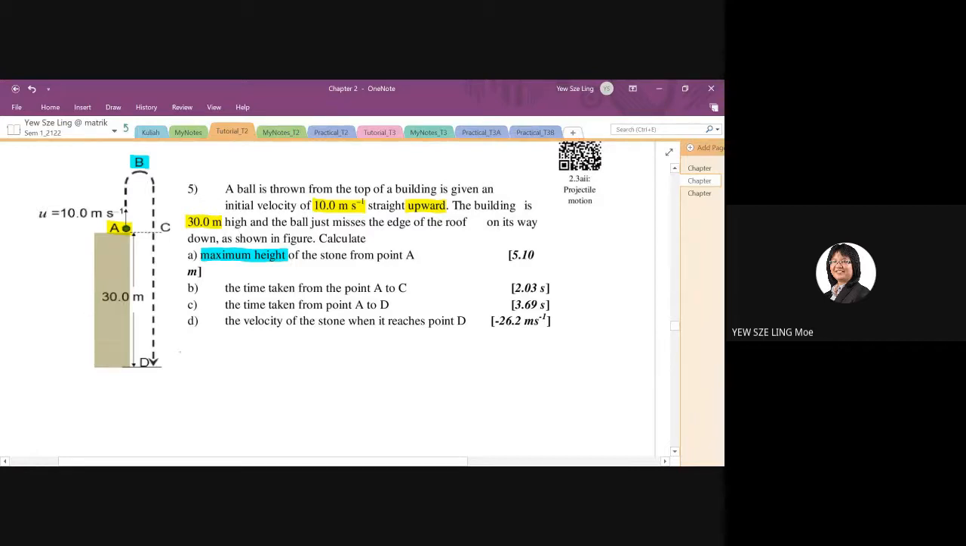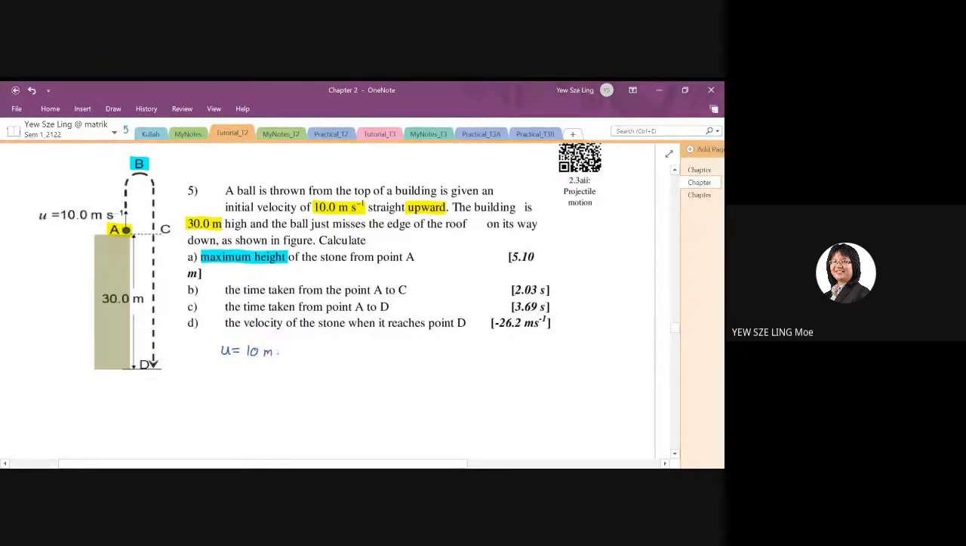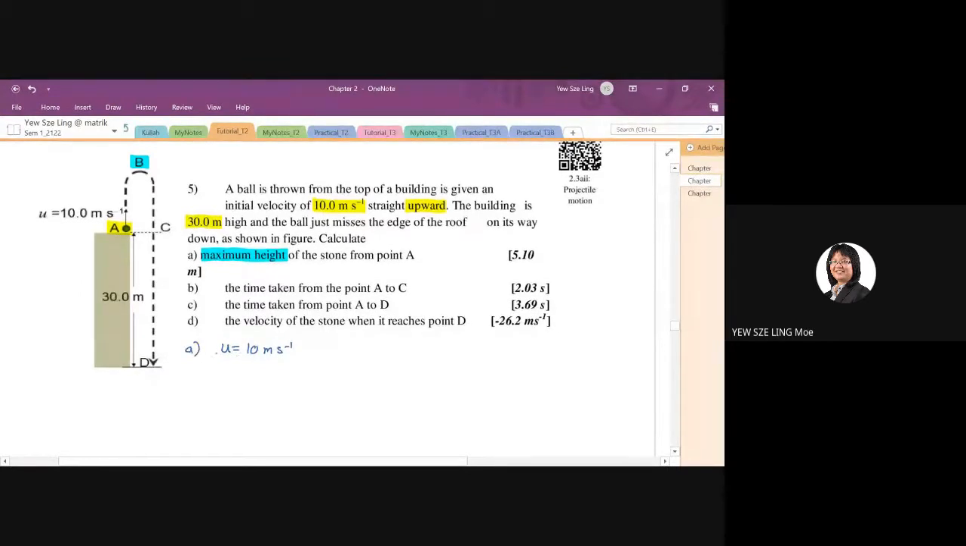Before we solve the question, the information that we have is u equals 10 meters per second, because our initial position is point A. And this is a free fall motion. So for free fall motion, again, we have a equals negative 9.81 ms^-2.